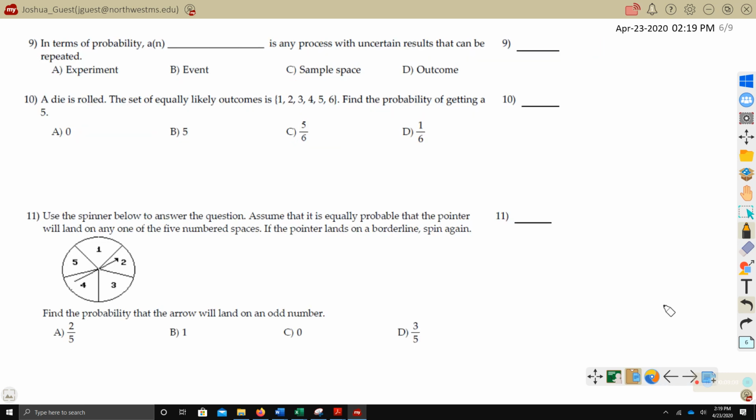Number 9, in terms of probability, a blank is any process with uncertain results that can be repeated. Is that an experiment, an event, a sample space, or an outcome? Well, an experiment. It's any process with uncertain results. You're experimenting, right? Just think about the word. If you say, I'm experimenting with this, that's because you don't know what's going to happen. You're just trying some stuff out to see what's going to happen. So that's exactly what this is, an experiment.